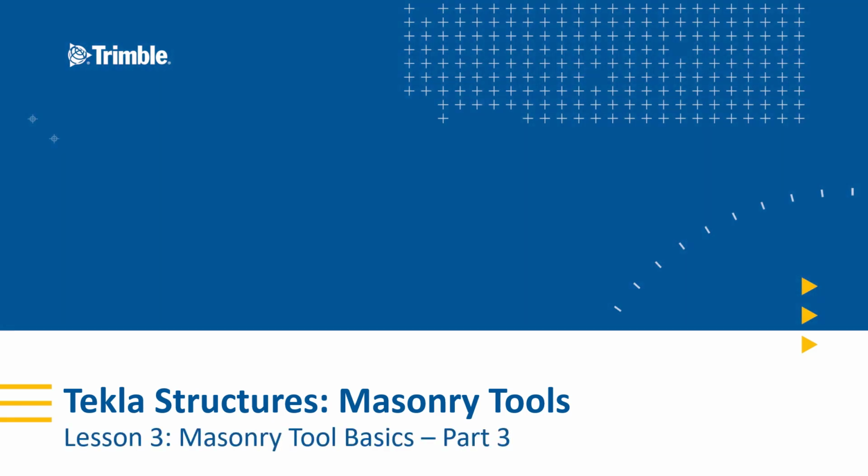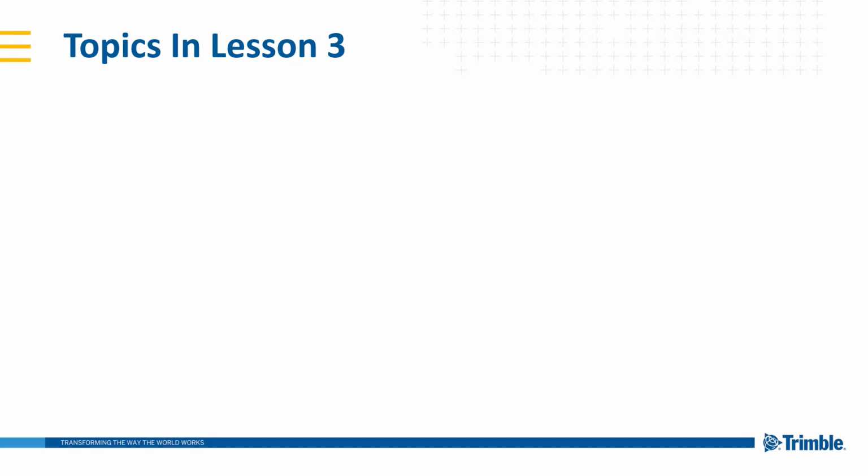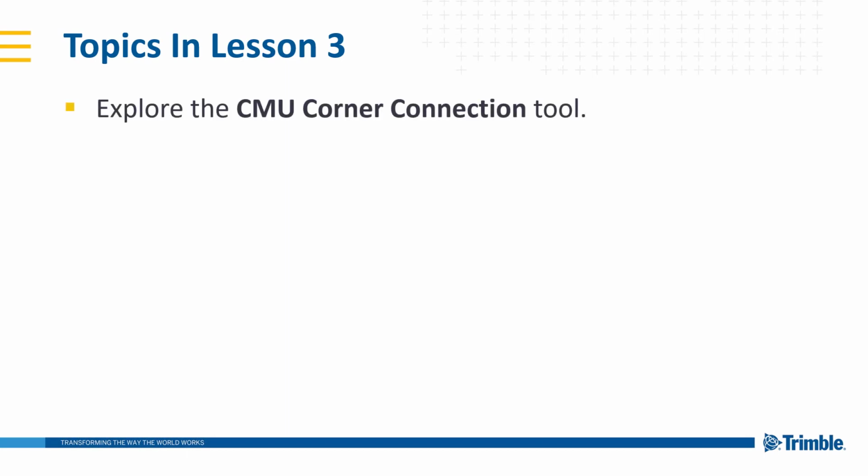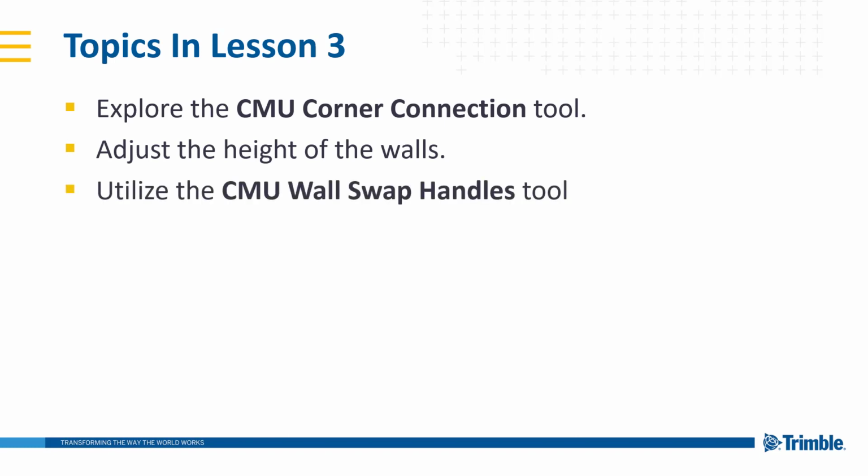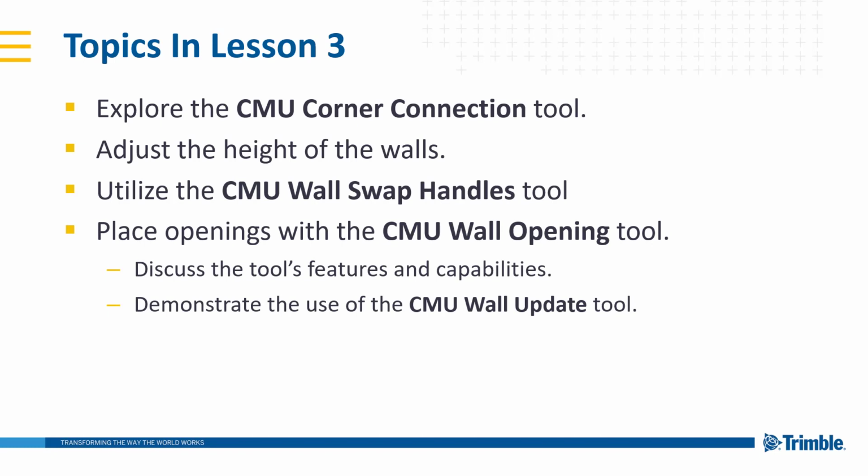Tekla Structures Masonry Tools. Lesson 3, Masonry Tool Basics, Part 3. Topics in Lesson 3 include exploring the use of the CMU corner connection tool, adjusting the height of our walls, utilizing the CMU wall swap handles tool, and placing openings with the CMU wall opening tool, specifically discussing the tool's features and capabilities, as well as demonstrating the use of the CMU wall update tool.